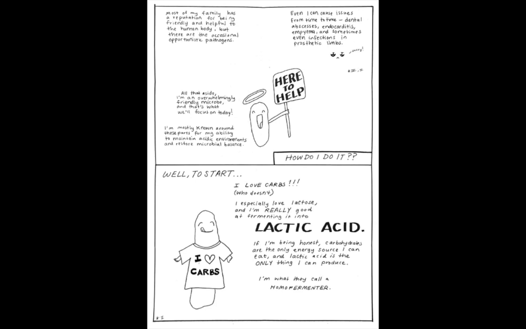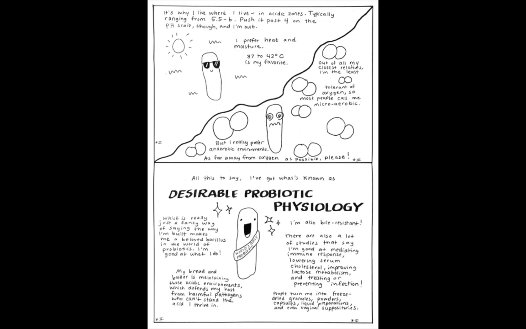How do I do it? Well, to start, I love carbs. Who doesn't? I especially love lactose, and I'm really good at fermenting it into lactic acid. If I'm being honest, carbohydrates are the only energy source I can eat, and lactic acid is the only thing I can produce. I'm what they call a homofermenter. It's why I live where I live, in acidic zones, typically ranging from 5.5 to 6. Push it past 4 on the pH scale, though, and I'm out.